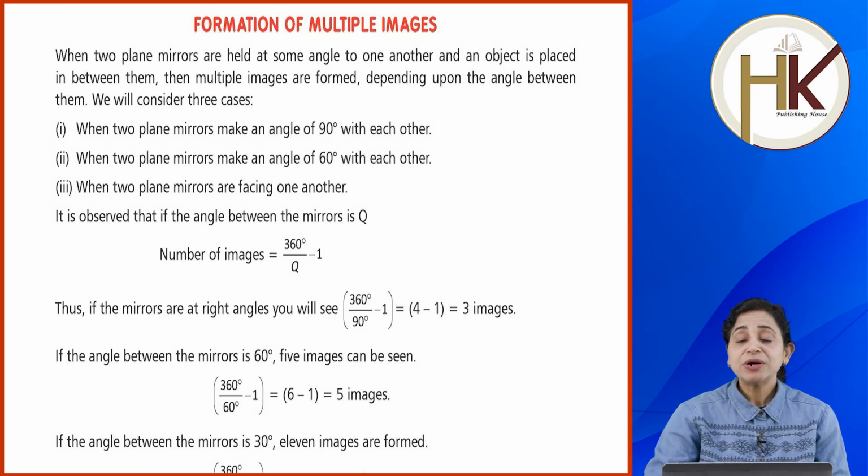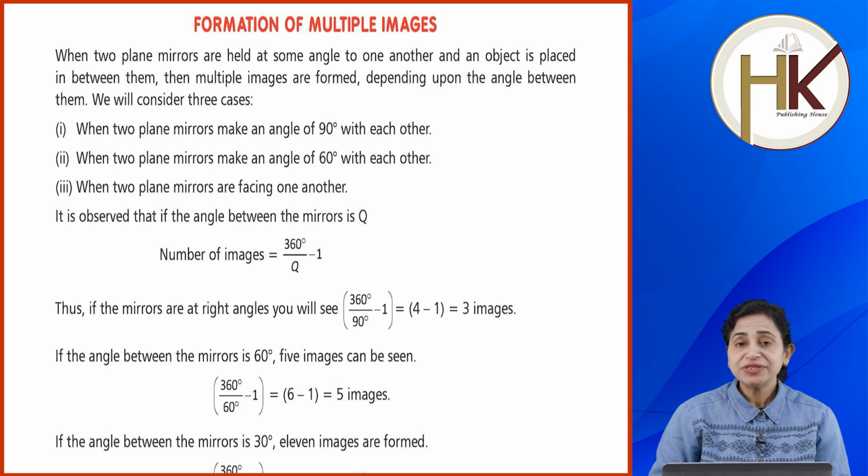Now let's read about formation of multiple images. When two plane mirrors are held at an angle to one another and an object is placed in between them, then multiple images are formed. Depending upon the angle between them, we will consider three cases. When two plane mirrors make an angle of 90 degrees with each other, when two plane mirrors make an angle of 60 degrees with each other, and when two plane mirrors are facing one another.